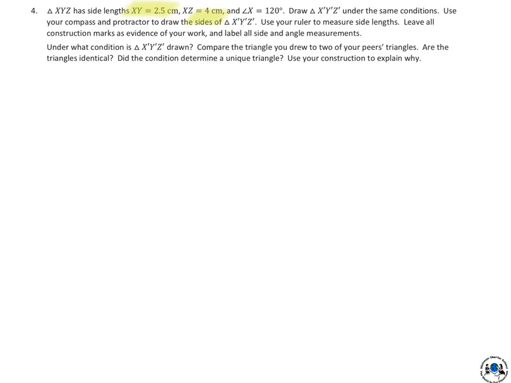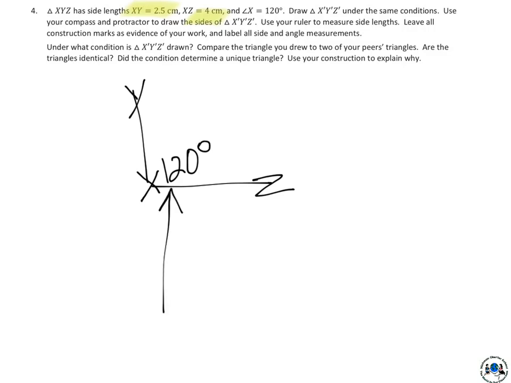We've been given two sides. Now I ask you one thing to consider first. If you think about it, here we have X, and then we could have maybe Y here, and Z: X, Y, Z. Now if we know XY, and we know XZ, and we also know the angle X right here, my question to you would be, is that considered an included angle?